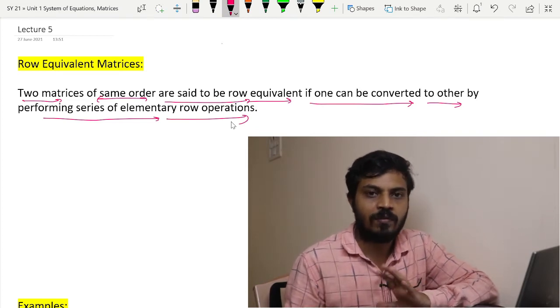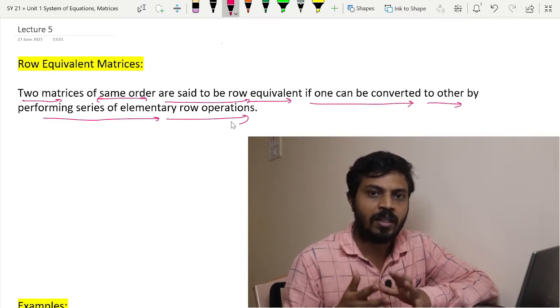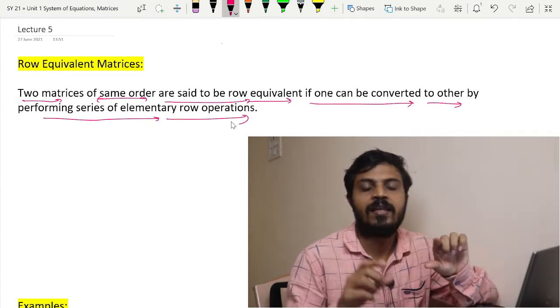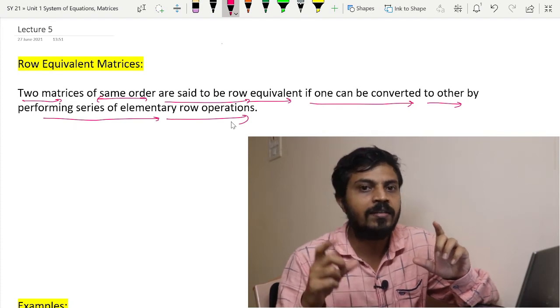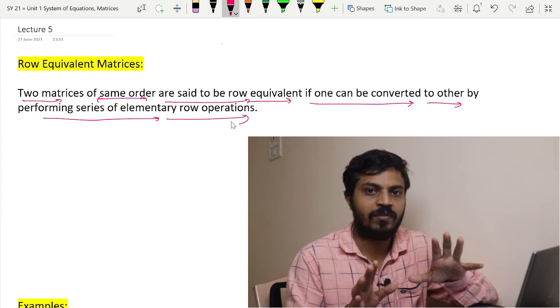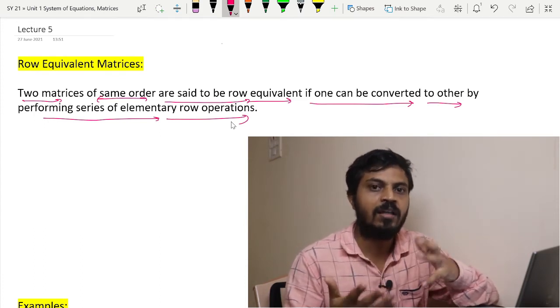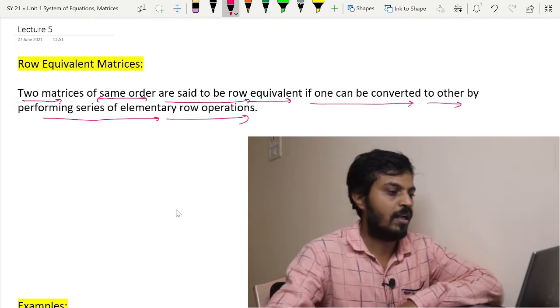Then A and B will be row equivalent if by performing some elementary row operations we are able to reduce the matrix A to B, or you can say we can reduce the matrix B to A, any one. If we are able to do any one of these, then we will say that the two matrices A and B are row equivalent. Let me give you one example, then you will understand.